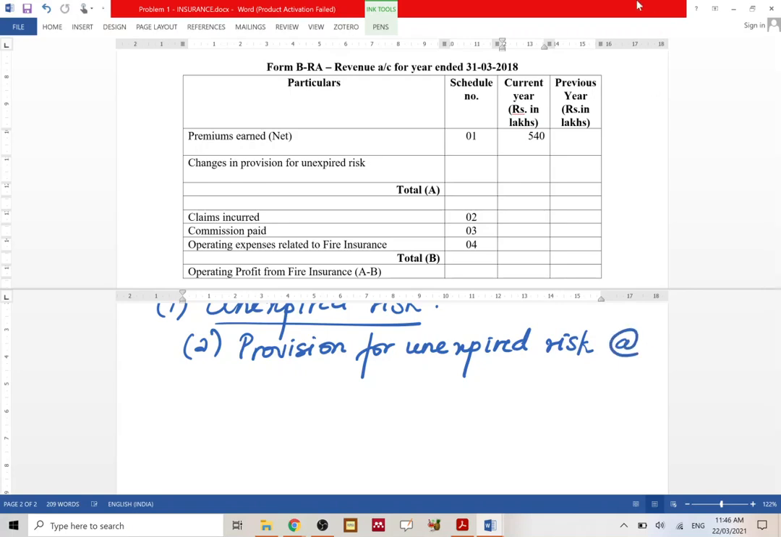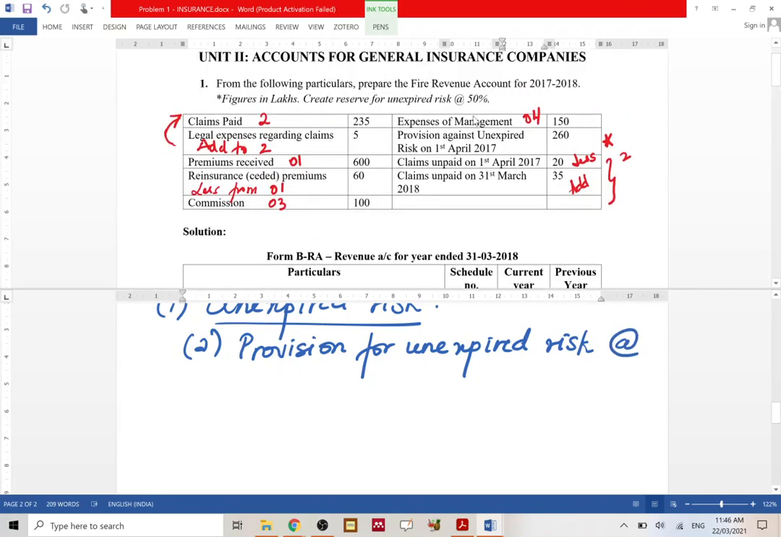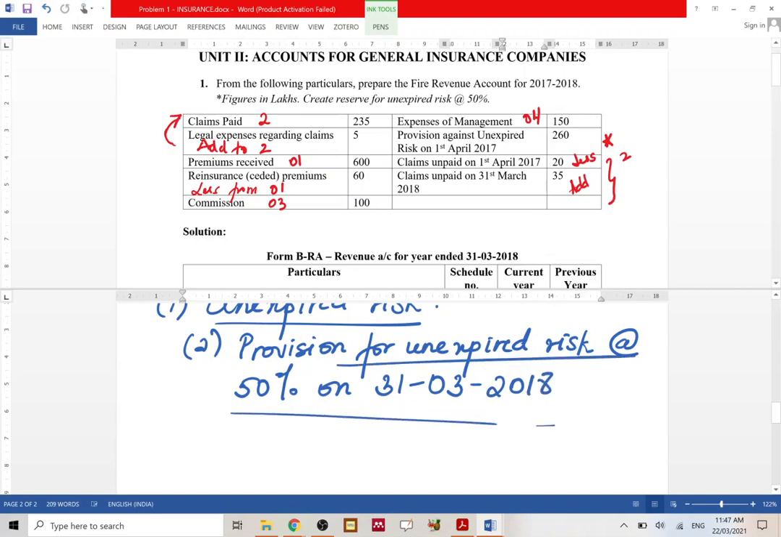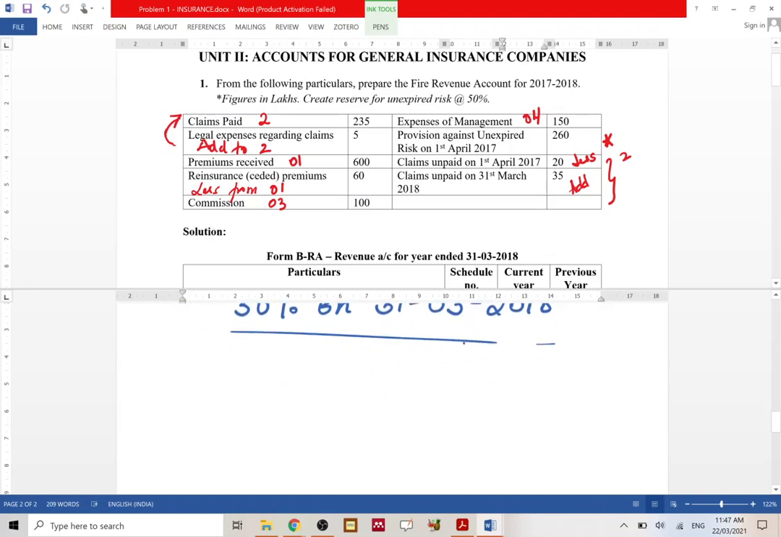At the rate, let's see how much we have to maintain. The problem here says create reserve for unexpired risk at the rate of 50%. So provision for unexpired risk at the rate of 50%, now we are doing it for the current year, 31st March 2018. The opening balance of last year is there in the problem. We have to do it for this year, 31st March 2018.